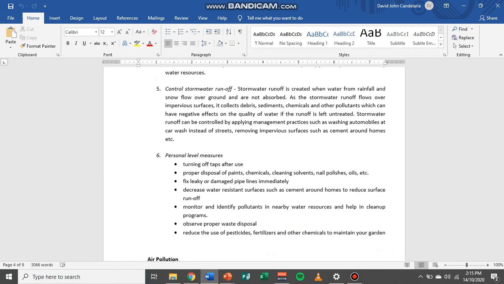Next is, observe proper waste disposal. So, sa bahay nyo ba, meron ba kayong waste disposal management system ginagawa? Sinasegregate nyo ba yung nabubulok sa hindi nabubulok? Tinatapon nyo ba yung liquid waste nyo sa drain or kung saan-saan lang? So, we should dispose of our waste properly.